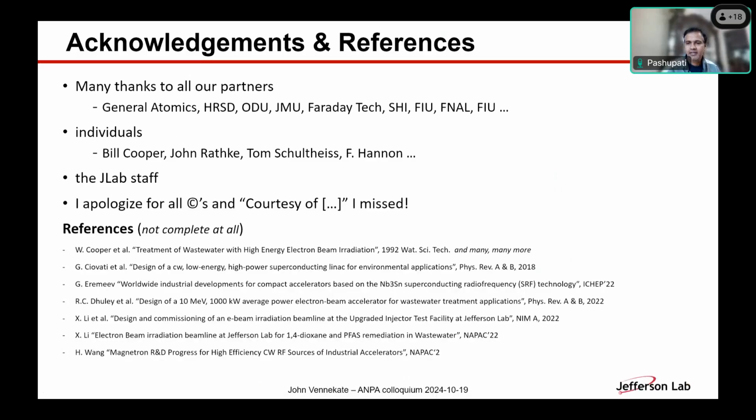Okay, go ahead. Thank you, Dr. Vennekate, for an excellent presentation. I have a quick question. What is the energy of the output electron beam before you start reducing that? What is the maximum energy production? So for our compact machines, like I said, 10 MeV is the threshold. We don't want to go beyond that because then we would start activating the water, making it radioactive.